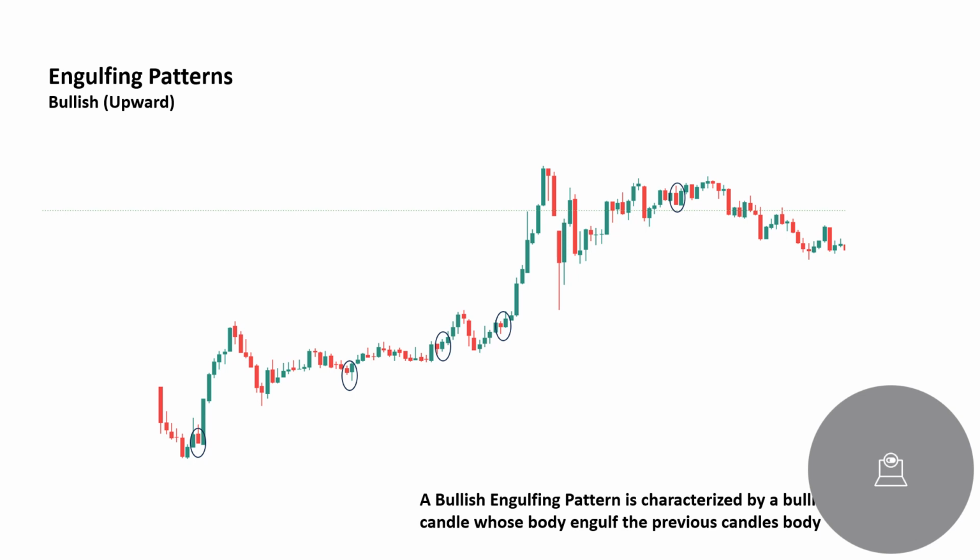You can see the green bar, it's clearly engulfed by the red candle, and then it goes up. And here the fourth example, you can see it's clearly a good spike in an upward direction after that bullish pattern.